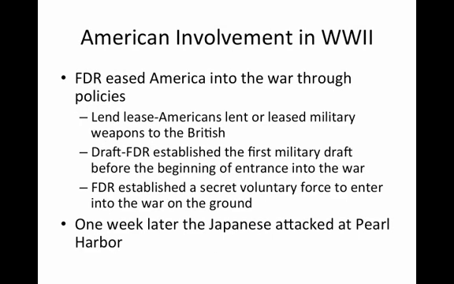FDR started to ease America into the war through halfway policies. For example, he established the Lend-Lease. Americans would lend out or lease military weapons to the British. He also established a draft before the beginning of the entrance into the war. And FDR even established a secret voluntary force to enter into the war on the ground.